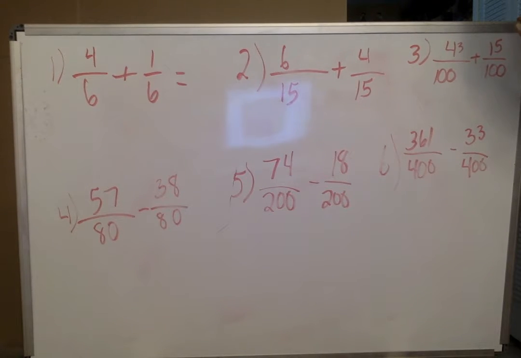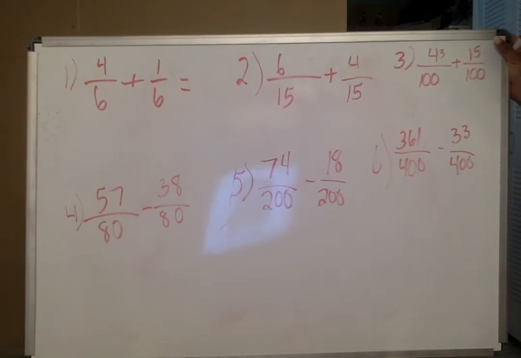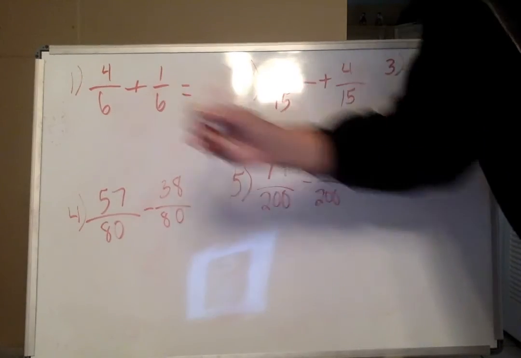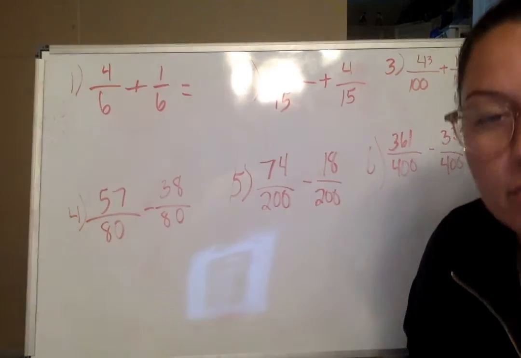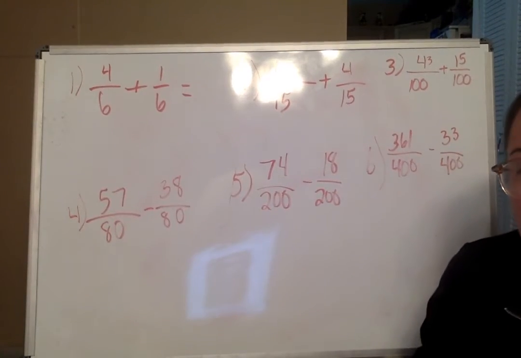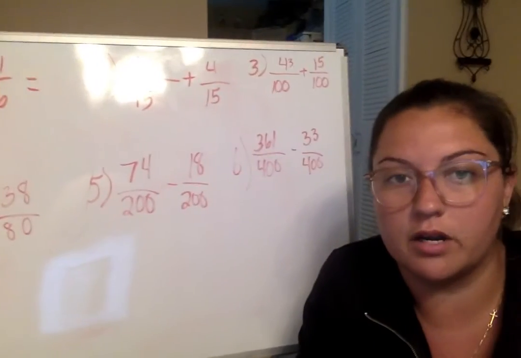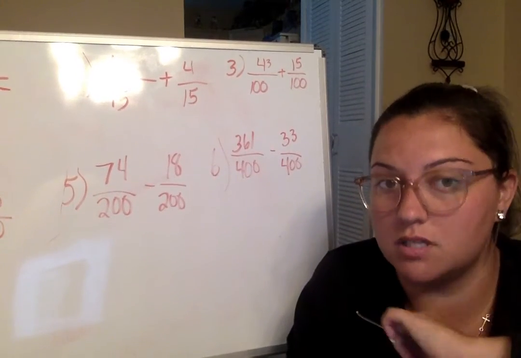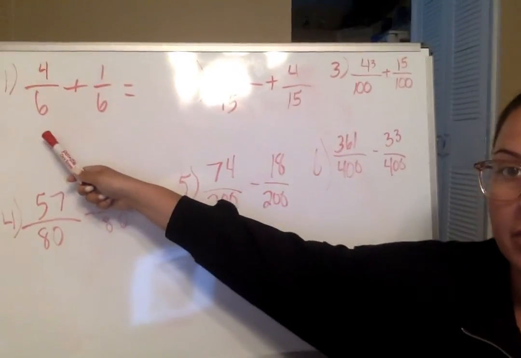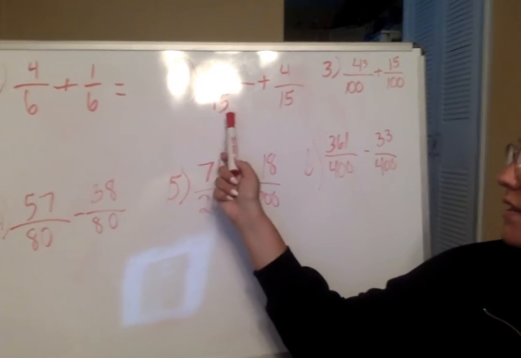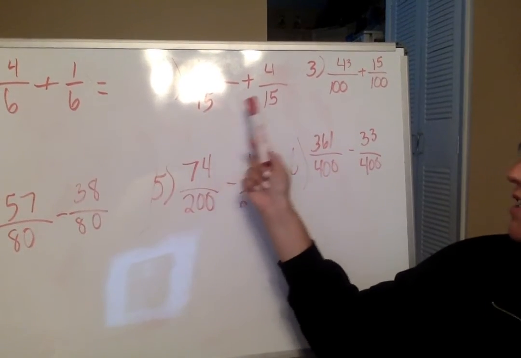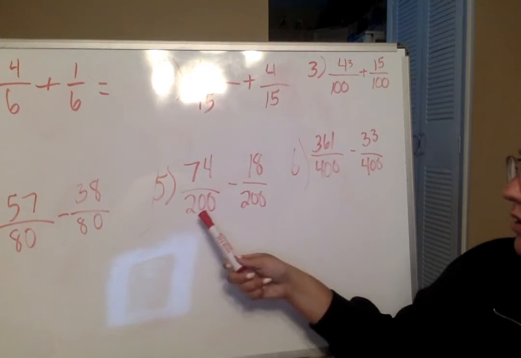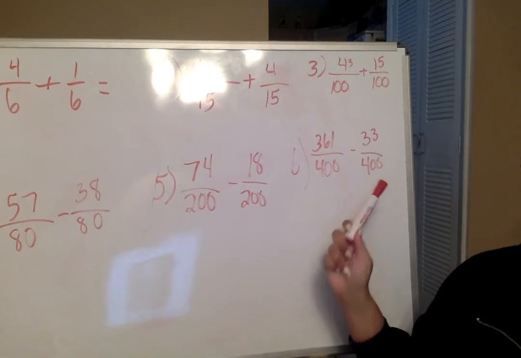Okay? All right, so let's go ahead and get started going over them. So here we have, all of our denominators, since we were working with fractions, all of our denominators right now are considered to be like fractions or have like denominators, because the bottom number is the same, right? So 6 and 6, 15, 15, 100, 100, 80, 80, 200, 200, and 400, and 400.